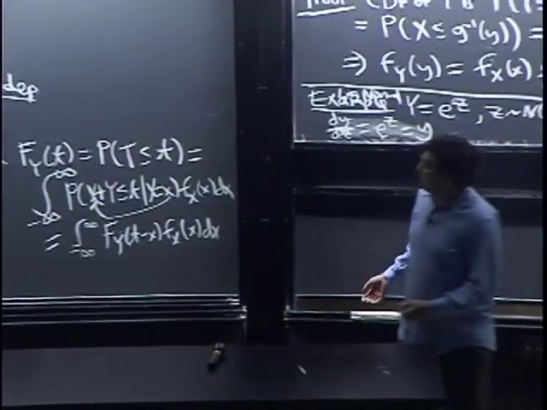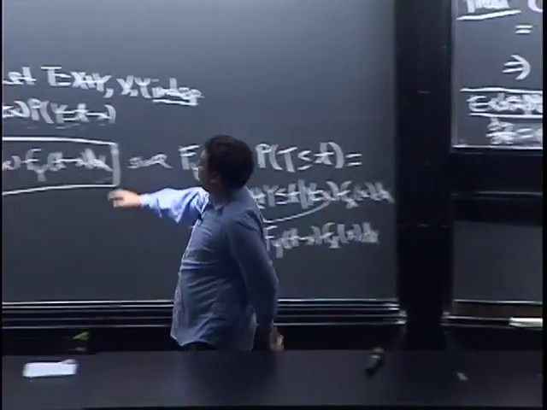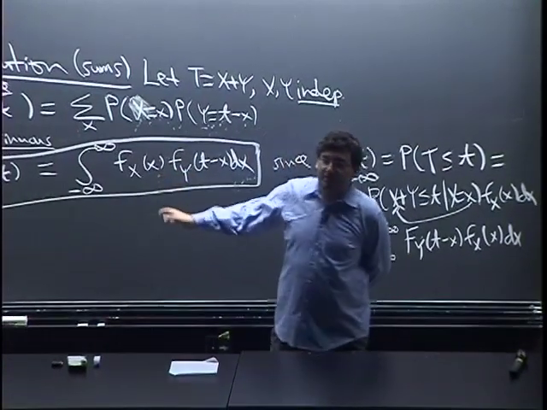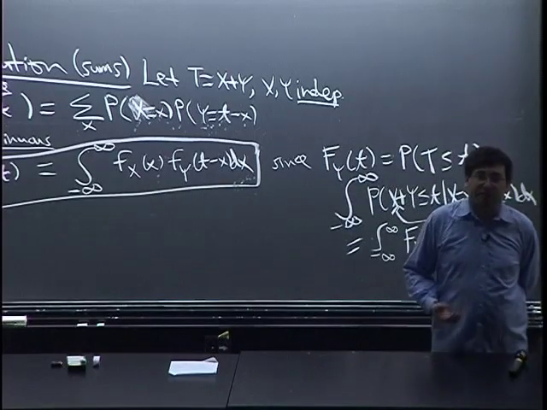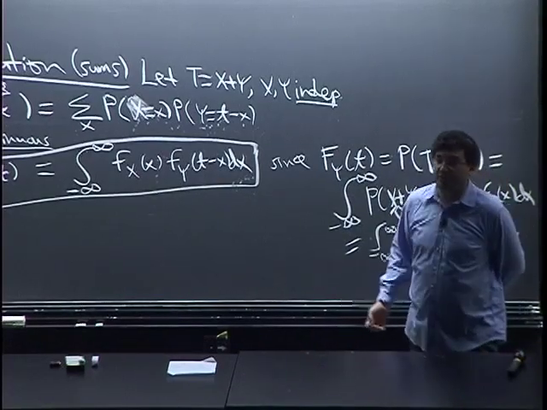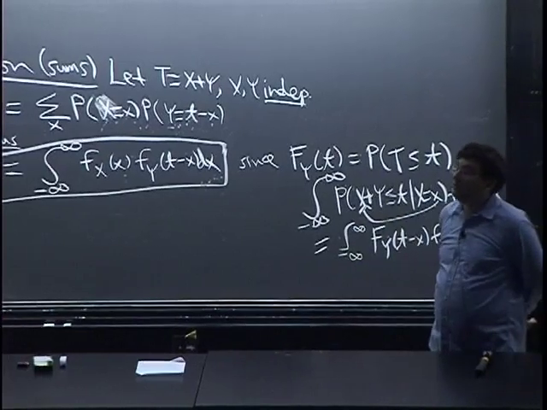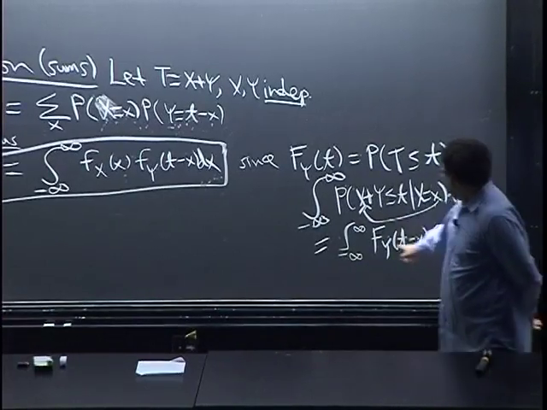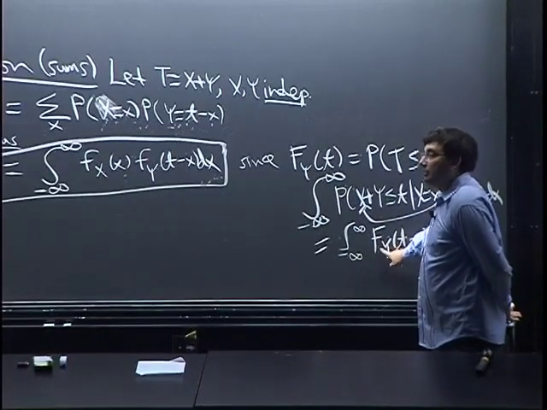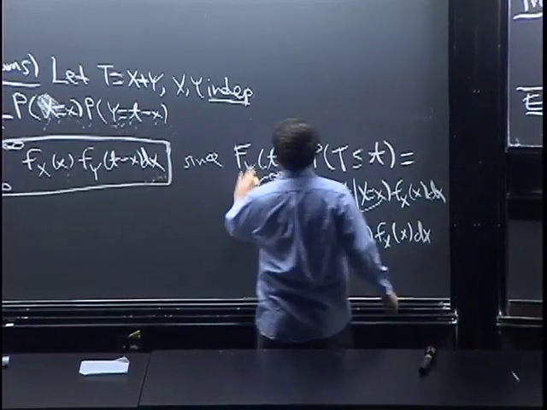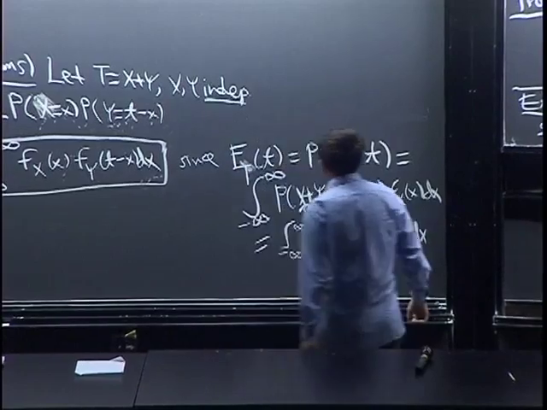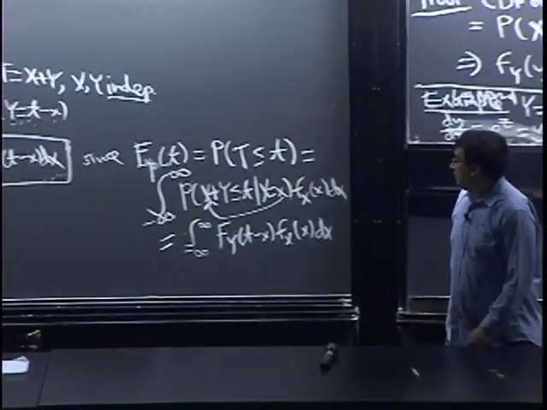Anyway, usually I would like to try to avoid doing convolution integrals like this, but sometimes you can't avoid it. But if possible, try to use a story or MGF or one of the other things we've done, but sometimes you need that. Yeah? This is capital F. This is F sub T of t. Thank you. That's the CDF of capital T.